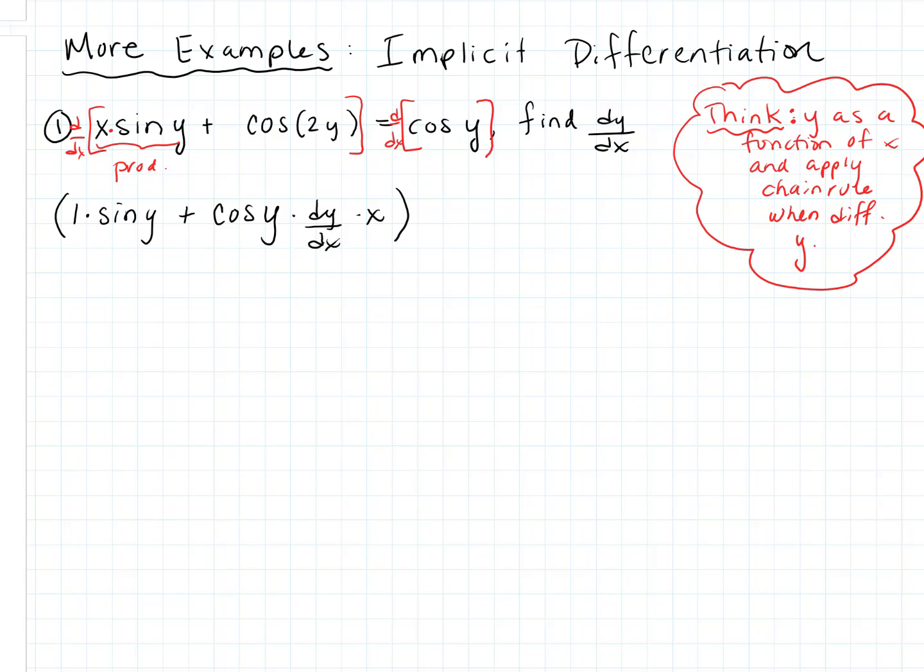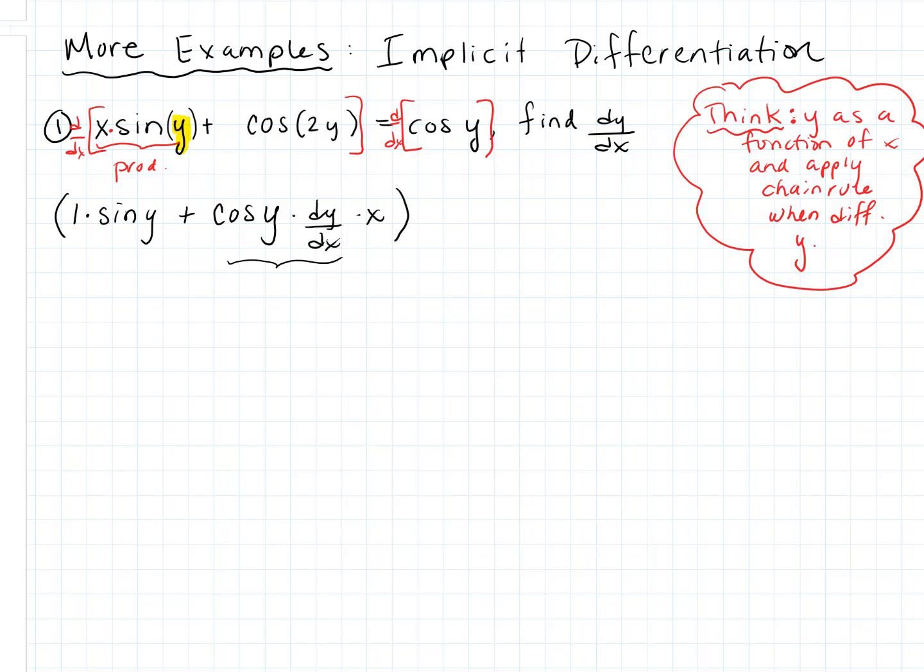Okay? So remembering that whenever we differentiate a function with y in it, like sine of y, we have to remember that we apply the chain rule because we're thinking of y as a function of x. So we have to multiply by the rate of change of y with respect to x every time we take the derivative of y. Okay, then we keep going.